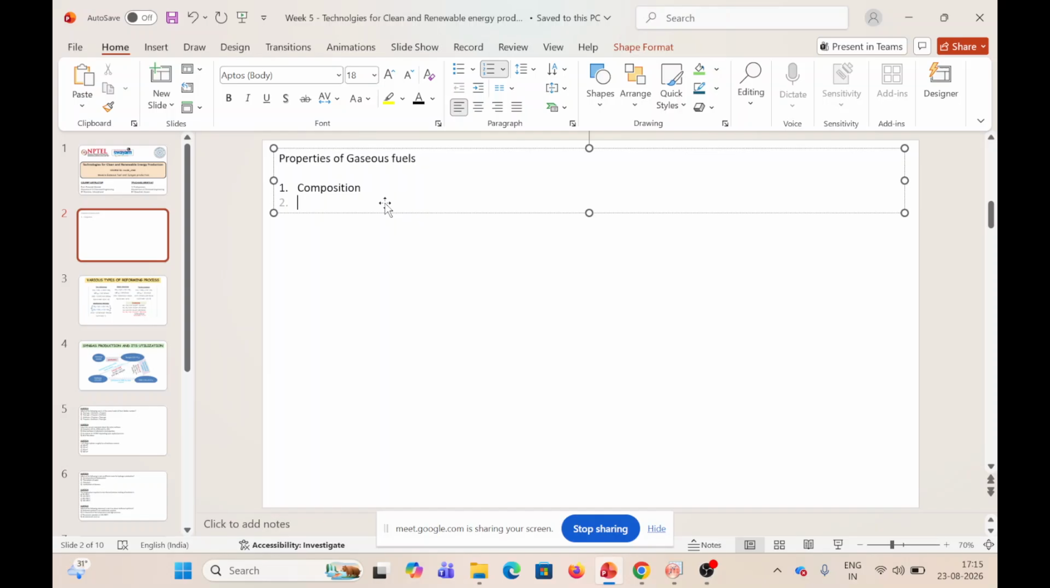Second is the HCV and LCV value, which is the high calorific value and low calorific value, to obtain how much is the maximum amount of energy that can be obtained from the fuel, and what is the least amount of energy that can be obtained from the fuel. CV is nothing but calorific value. Then you have density and relative density.